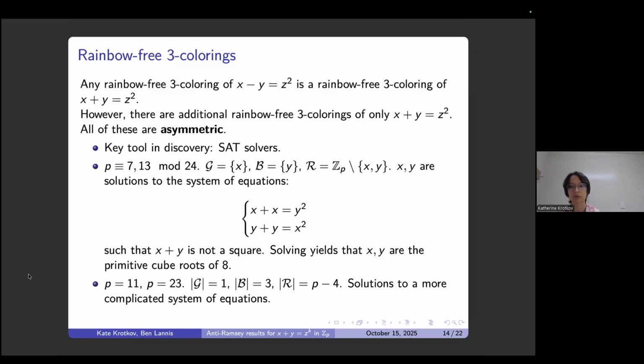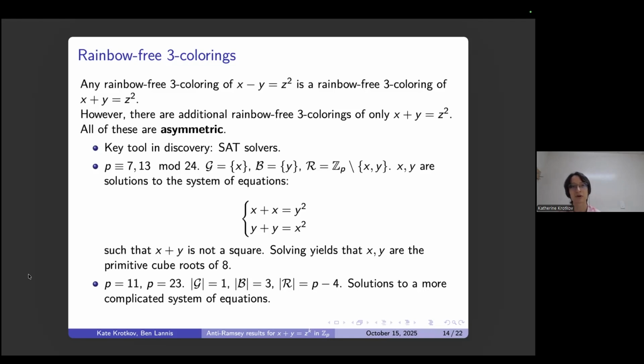So the fact that primitive cube roots of 8 exist happens when 3 divides p minus 1. And the fact that x plus y is equal to negative 2 is not a square gives you a condition on p mod 8, and combining them, we get this restriction: p is equivalent to 7 or 13 mod 24. That's where that comes from. And then we also have these two outliers with one green element, one or 3 blue elements, and the rest red. This only happens when p is equal to 11 or 23.